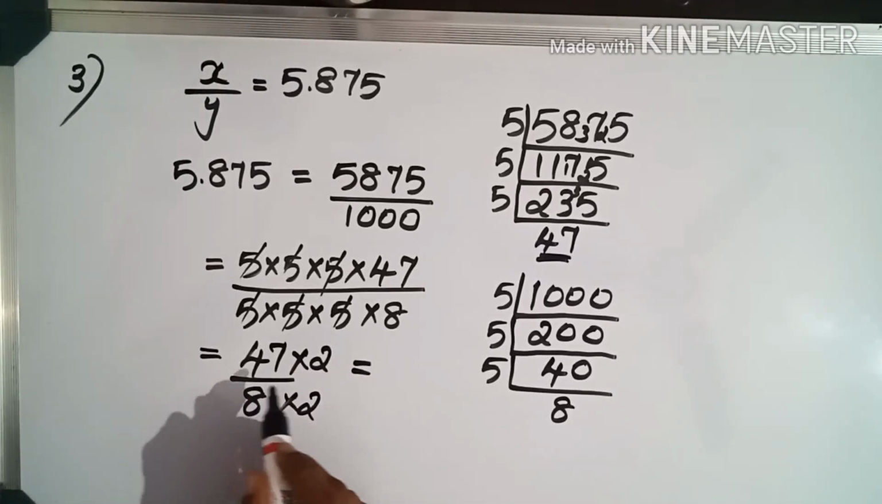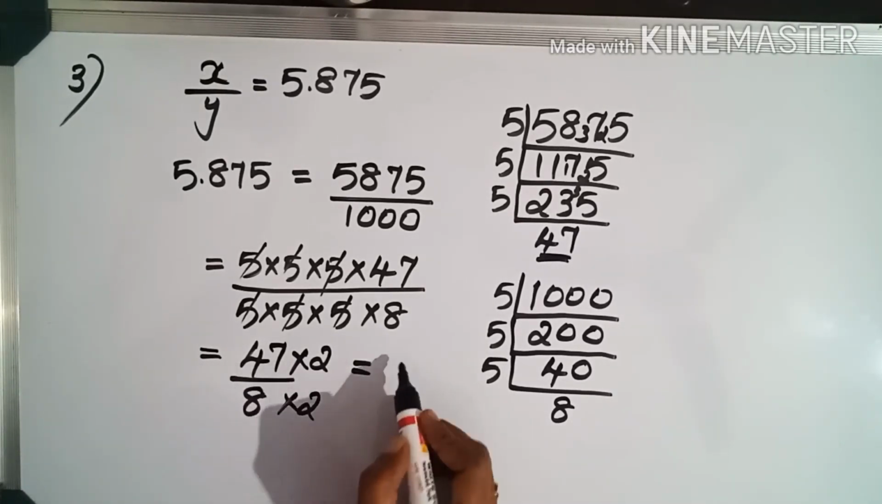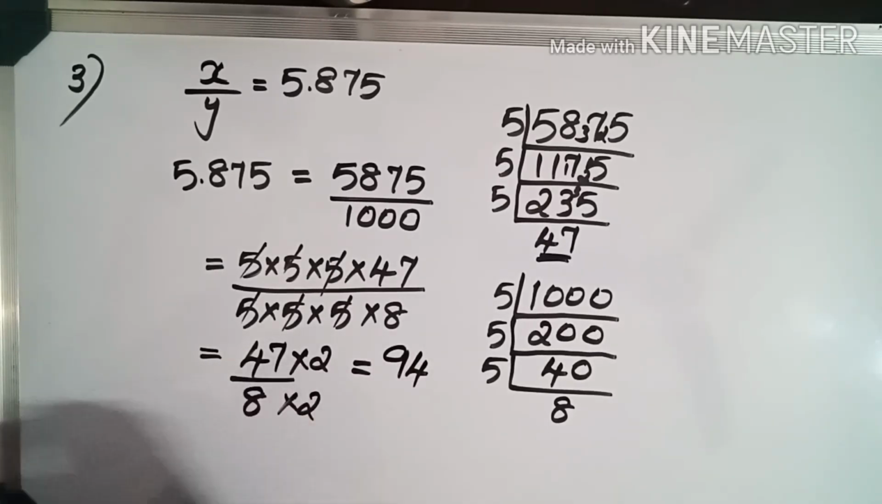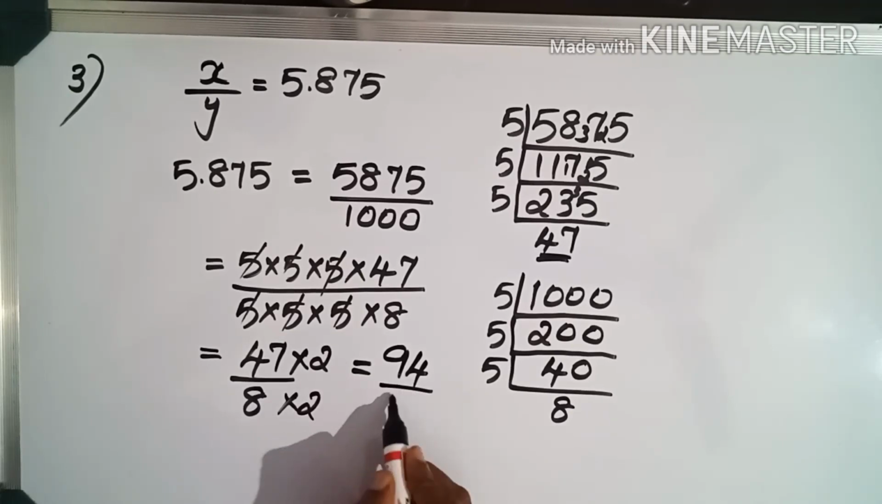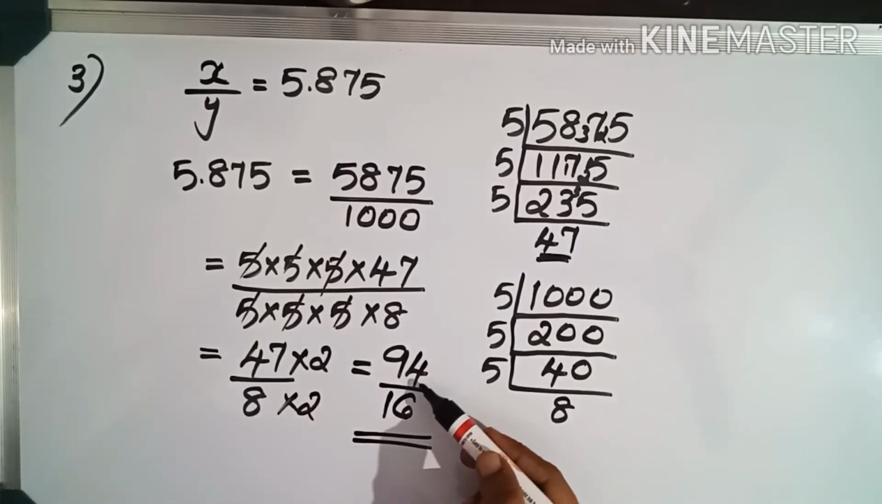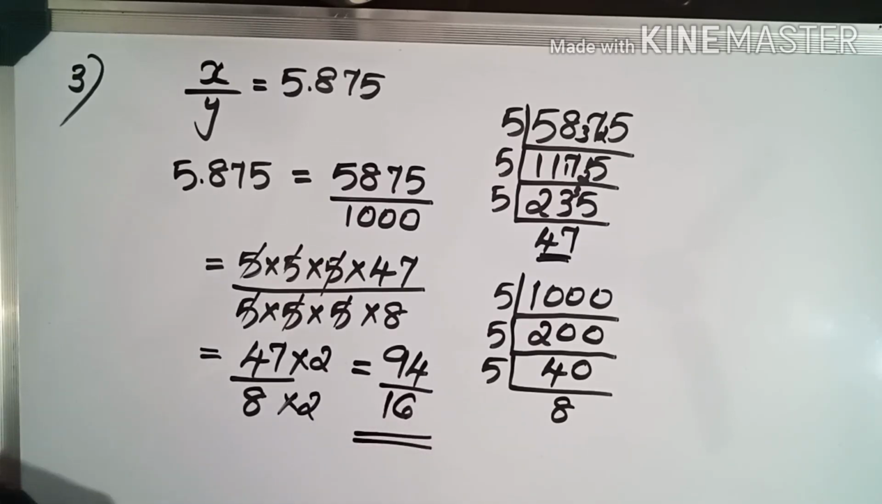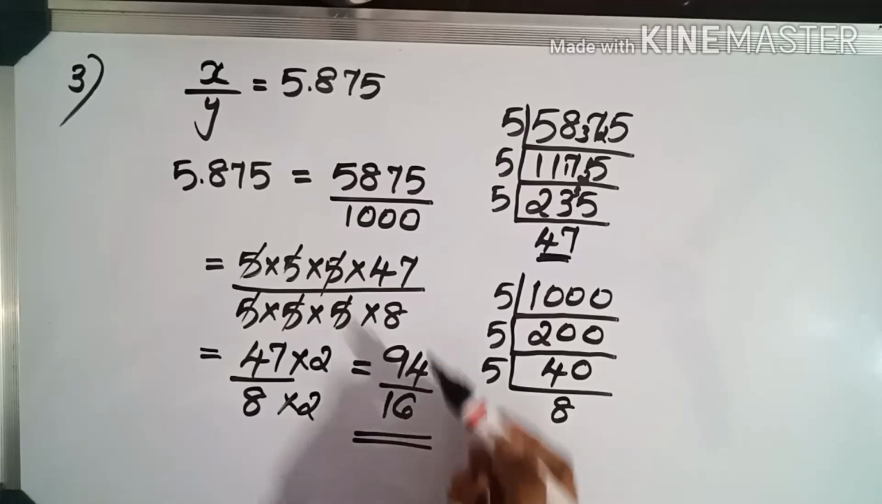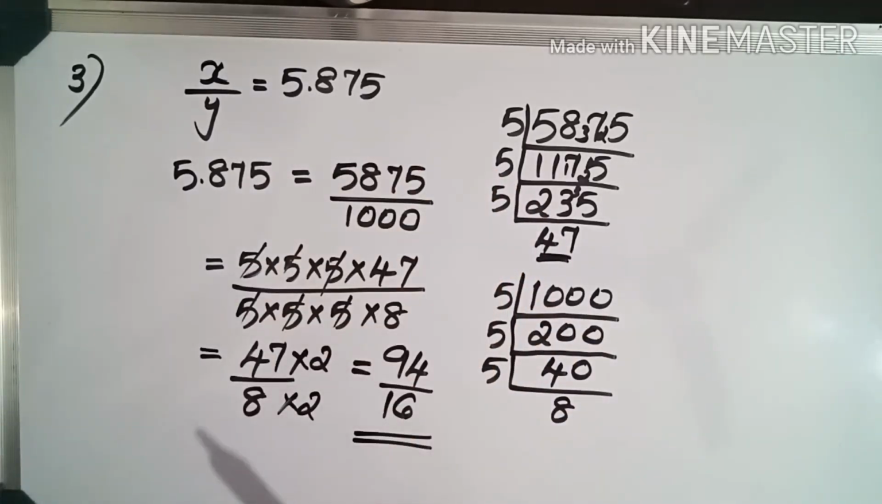So 47 into 2 will be 94. Then 8 2s are 16. So 94 by 16. 94 is a 2-digit number, 16 also a 2-digit number. So 94 by 16, answer will be what? 5.875. This is the answer for the third question. So first section over. Now let's move on to next section.